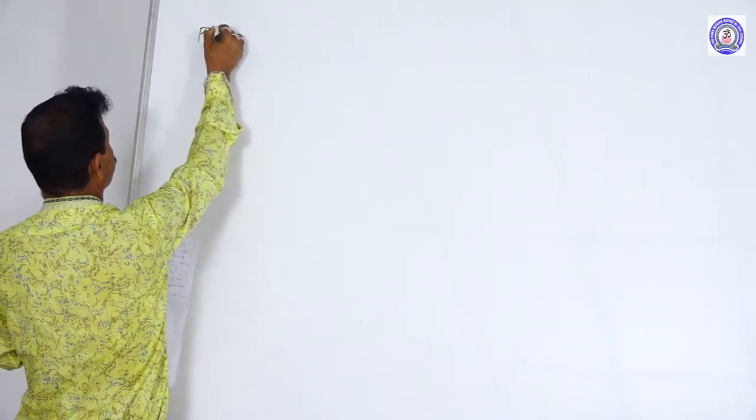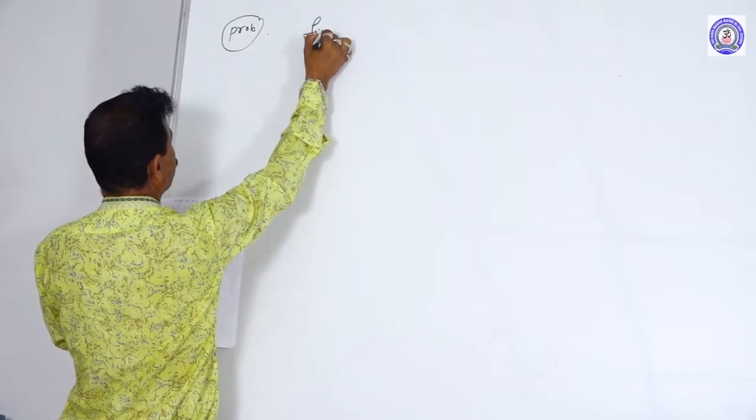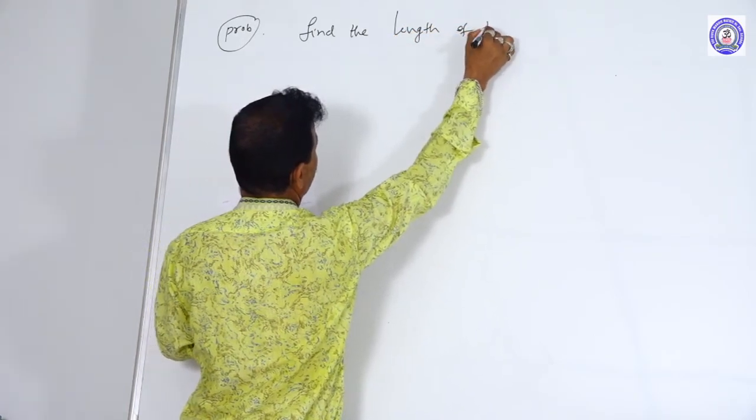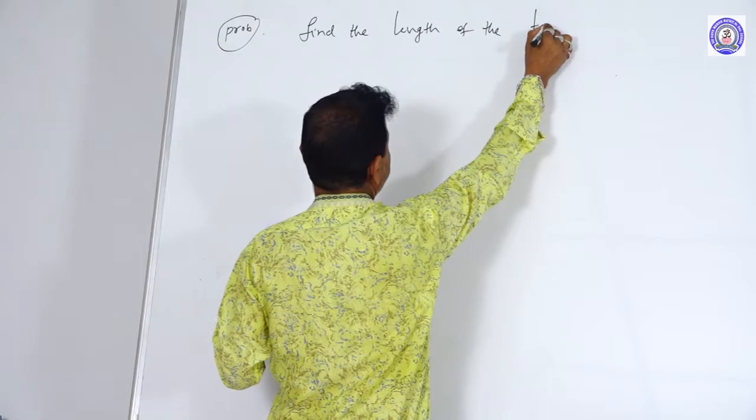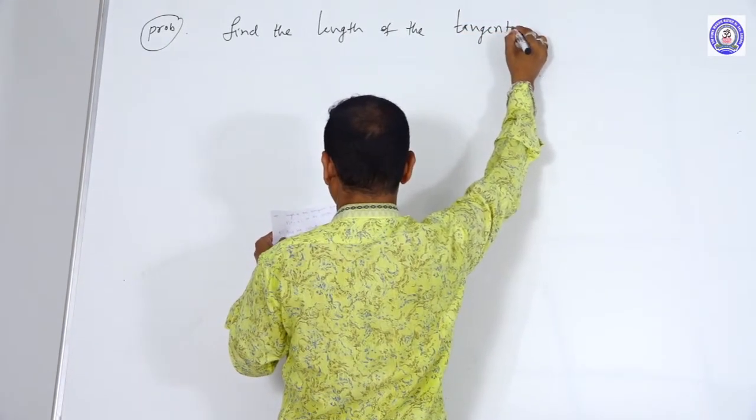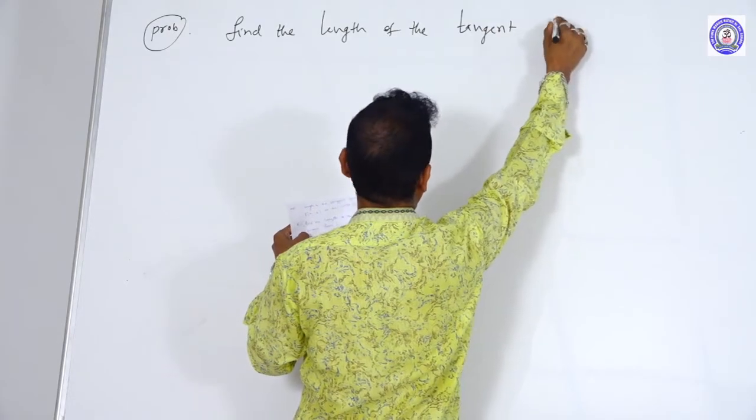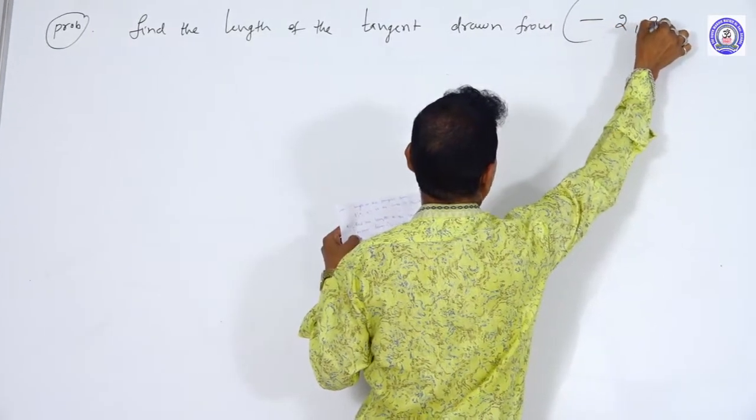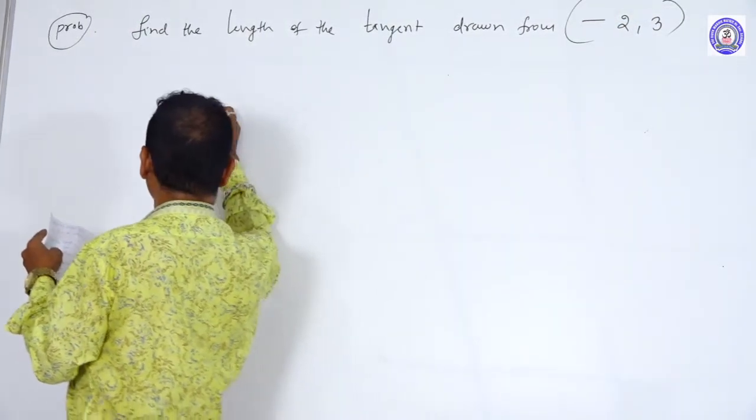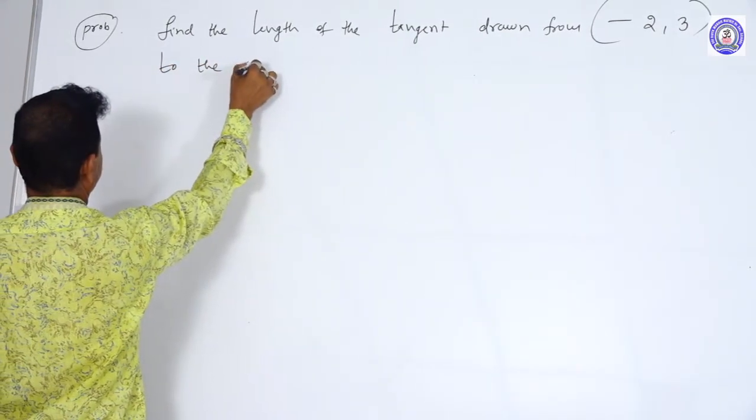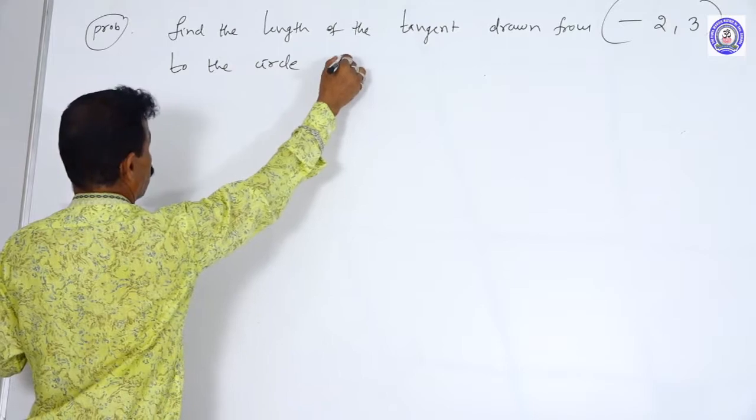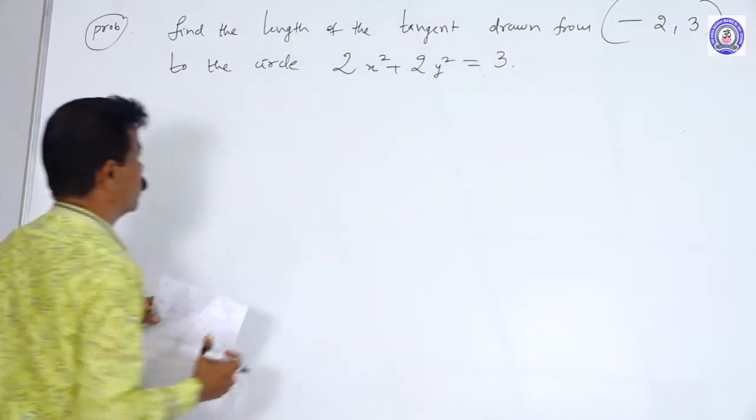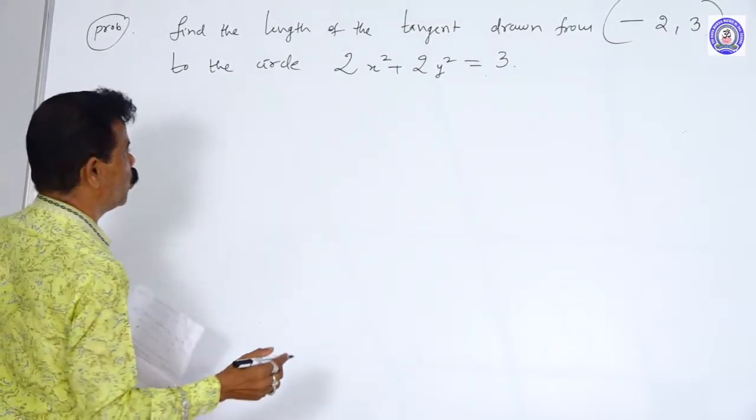Based on this formula, one problem. Find the length of the tangent drawn from (−2, 3) to the circle 2x² + 2y² = 3. Find the length of the tangent drawn from (−2, 3).